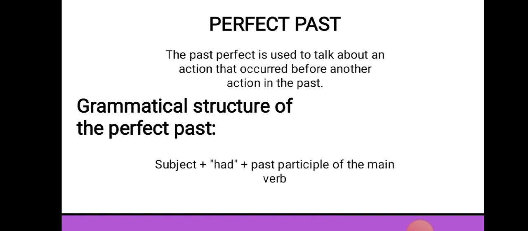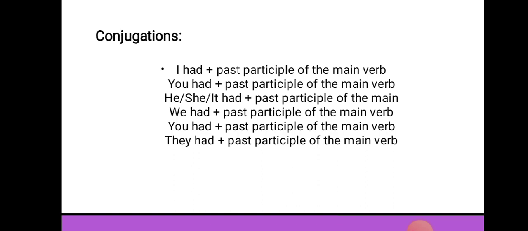The key grammatical structure of the past perfect is formed using the auxiliary verb had followed by the past participle of the main verb. The basic structure is the following: subject, had, past participle of the main verb. It is conjugated in the following way.